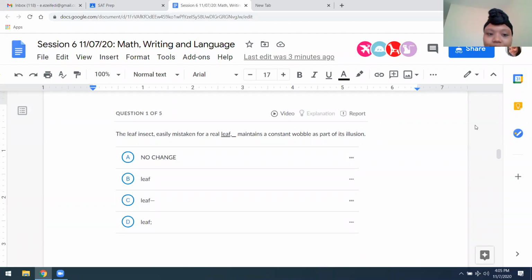So with that said, let's answer this question. The leaf insect, easily mistaken for a real leaf, maintains a constant wobble as part of its illusion. And if you haven't done practice yet with SAT problems for the writing and language portion, they want you to answer whether the underlined part should be changed, and if so, what it should be changed to. So I'll give you a few seconds to answer that, and then we'll go over it.